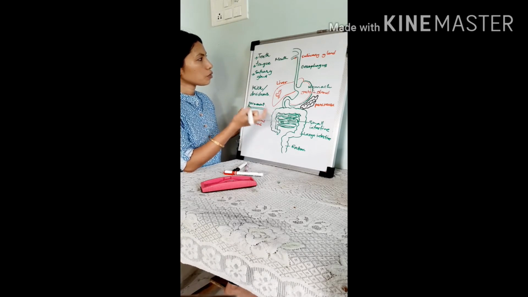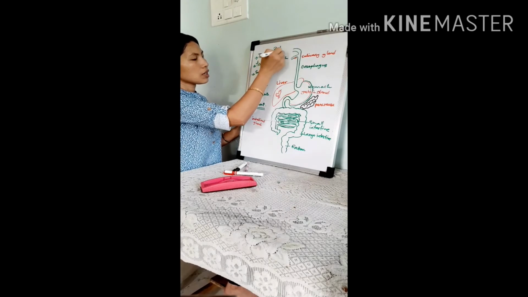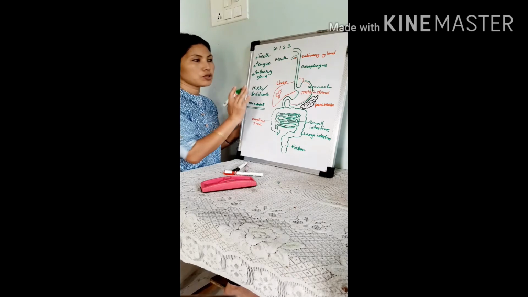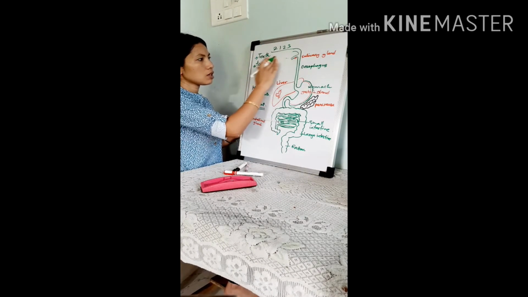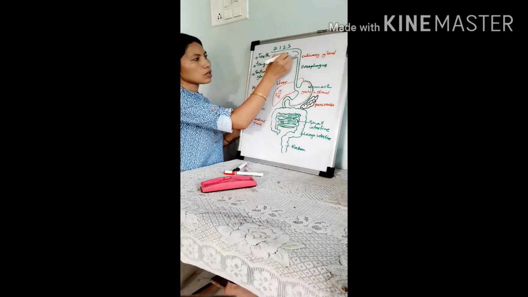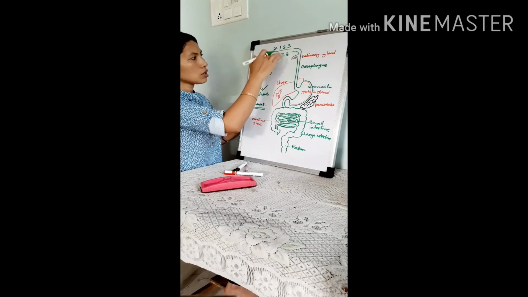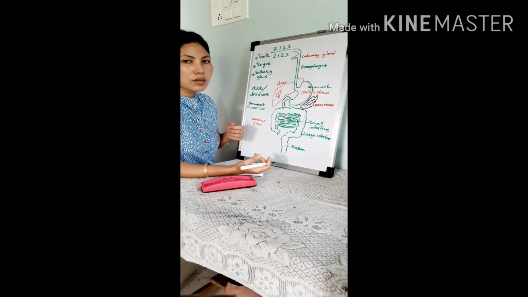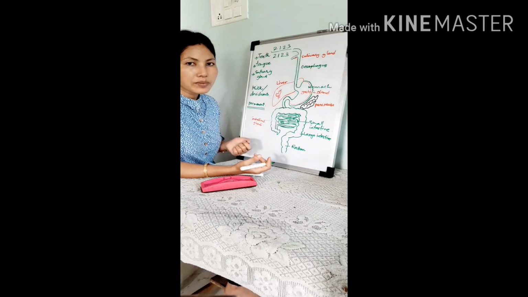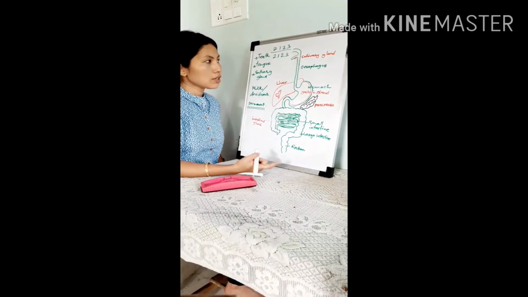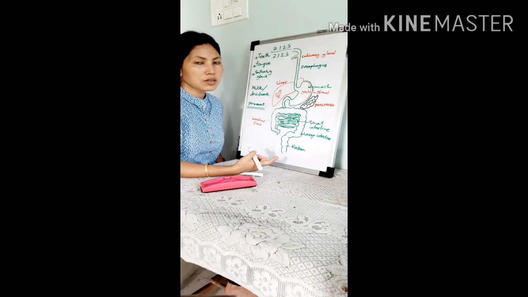And the dental formula of humans is 2 incisors, 1 canine, 2 premolars, and 3 molars. So this is for one half of the upper jaw. Similarly for the lower jaw also: 2 incisors, 1 canine, 2 premolars, and 3 molars. So this is the dental formula. And the type of dentition present in human beings is heterodont. Heterodont means there are different types of teeth, that is incisors, canines, premolars, molars.